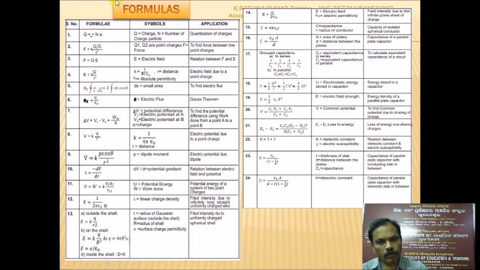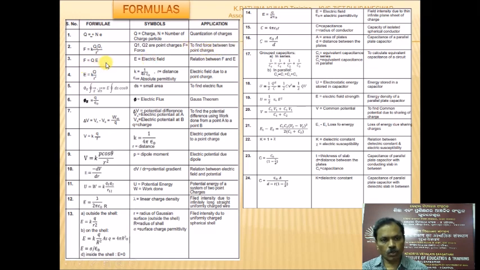Here the formulas required for this chapter are given. This is the electrostatics chapter's equation, formula, symbol, and application. So go through them. The first one is charge, plus or minus ne or nQ. The symbol is that charge, n is the number of the particular charge, quantization of charge, application. Then the second one is force, to find the force between two point charges.